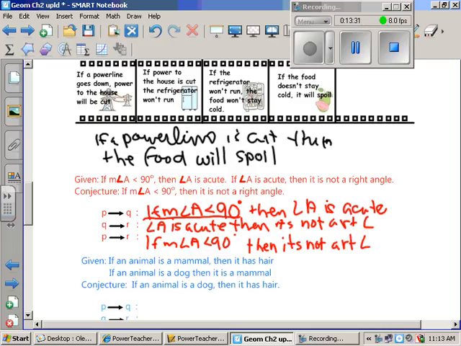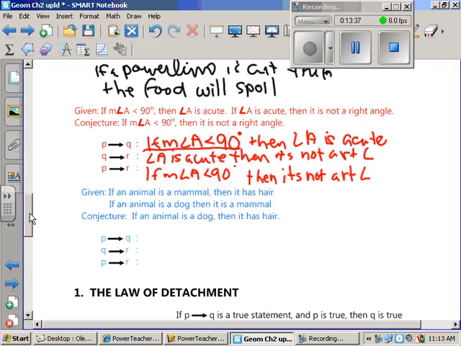Okay? Now, there's one little wrinkle in this, and that is it has to be a complete chain. The conclusion of the last sentence is the hypothesis of the next sentence. It has to go in that order. So sometimes you have to stop and put them in order first. Like for instance, in this one, if an animal is a mammal, then it has hair. If an animal is a dog, then it's a mammal. Is that in the right order?